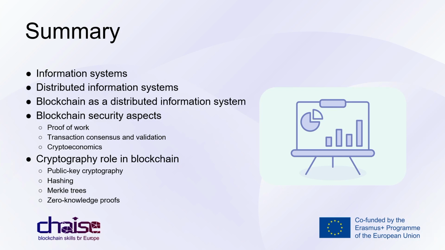Later we discussed the role of cryptography in blockchain, as well as some security patterns. In the cryptography role we discussed public key cryptography and what roles it plays in blockchain, for example, creating cryptographic wallets and addresses, as well as signing transactions and verifying the authenticity of transactions.